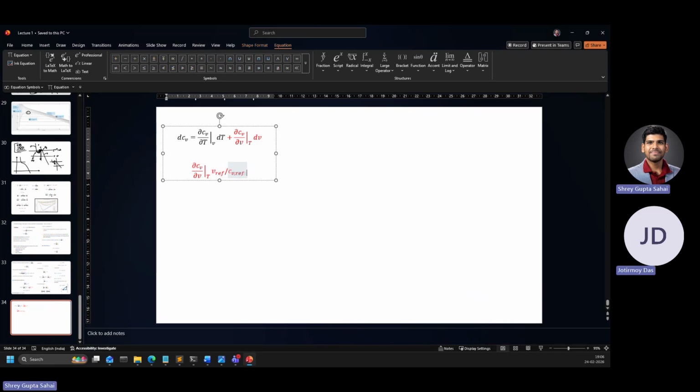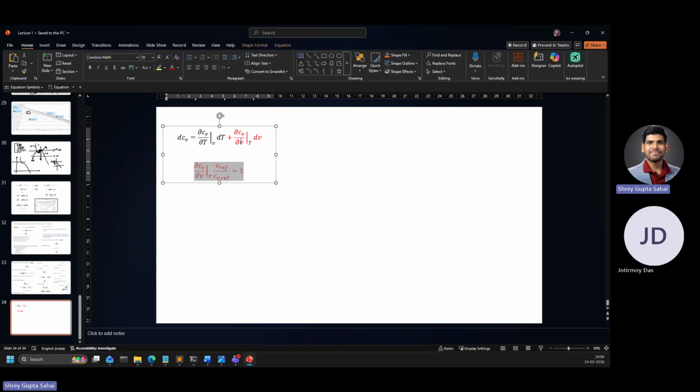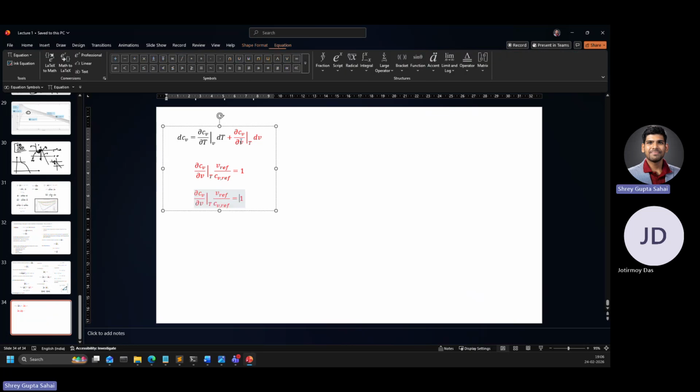Suppose this quantity is, let's say, 1. And then I have another quantity, which is dCv by dT at constant specific volume, normalized by T ref. And this is 10,000. Now, what do I mean?